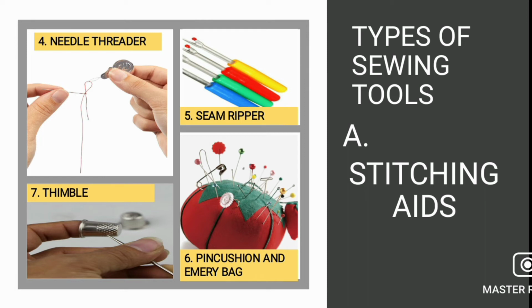Number 6, pin cushion and emery bag. The pin cushion holds the pins and needles that are not in use. The pin cushion comes with an emery bag that is used to polish rusty pins and needles. Number 7, a thimble. A thimble is a protective covering worn over the fingertips, generally during sewing.